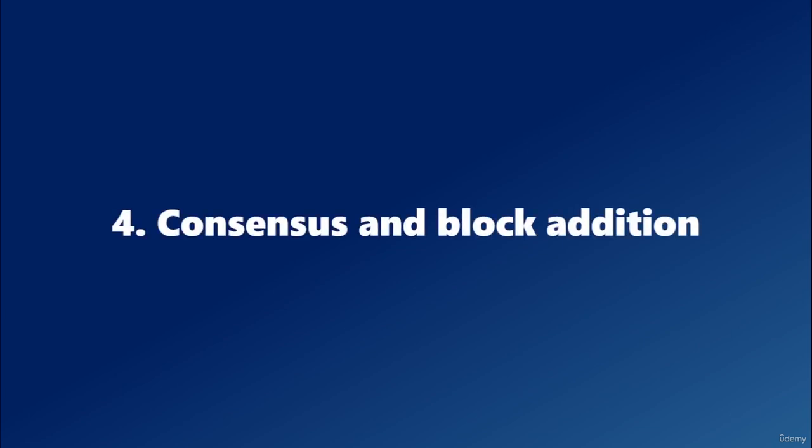Number 4. Consensus and block addition. Once a miner or validator discovers a valid nonce, the spelling of nonce is N-O-N-C-E, they broadcast the solved puzzle to the network. Other nodes verify the solution and, upon consensus, accept the block and add it to their respective copy of the blockchain. The new block is linked to the previous block through its header, creating an unbroken chain of transactions.